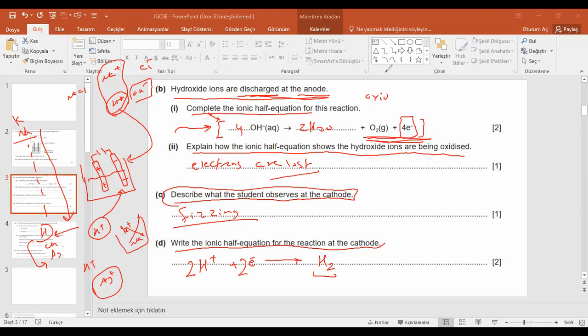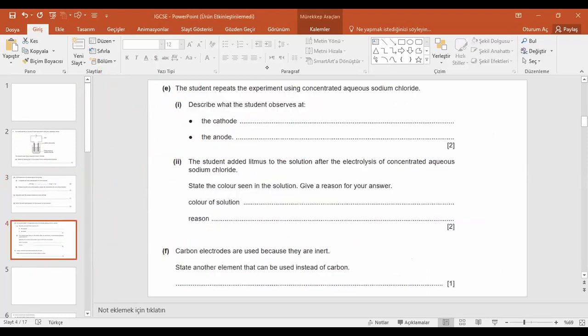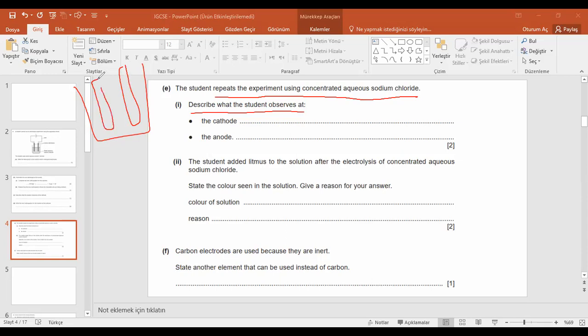We move to the next one. The student repeats the experiment using concentrated aqueous sodium chloride. Describe what the student observed. Once more, here we have the positive, and here we have the negative part. We said we have concentrated aqueous sodium chloride, so we have Na+, Cl-, OH-, and H+.